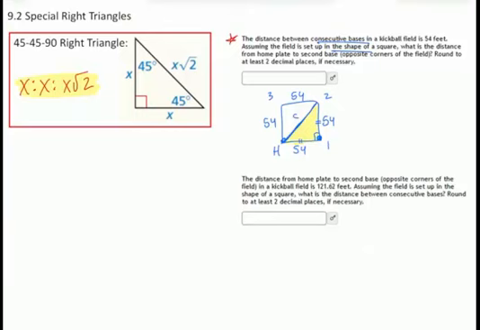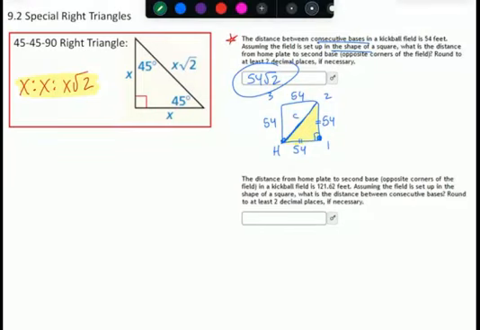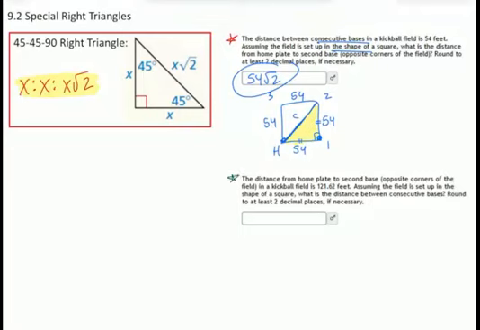That means that hypotenuse is going to be what? X root 2, so 54 root 2. There's your answer. That's all you have to do for that problem. Okay? See how it fits in the pattern of a 45, 45, 90 triangle. Right. There's an alternate version to this question.